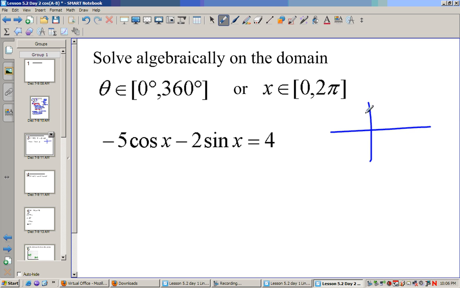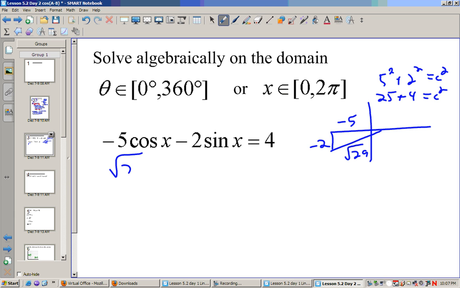Alright, if I do this, I go 5 to the left, 2 down, and so I have 5 squared plus 2 squared is equal to c squared, so 25 plus 4, so that's going to be the square root of 29. So I have the square root of 29 cosine x minus blank equals 4. Now, since it's x, we're going to have this in radian mode. We know tangent of x is opposite over adjacent, which is 2 over 5.